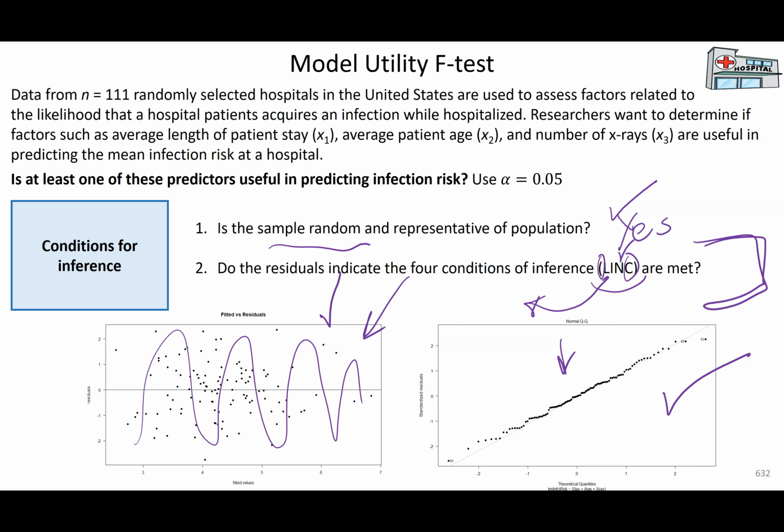Independence is going to require you knowing that, as long as none of these hospitals are related to one another, it's probably fine. As long as one's not a neighbor to the other, it's probably okay. So reasonably, it's probably okay to assume that these would be independent hospitals if they weren't interdependent.